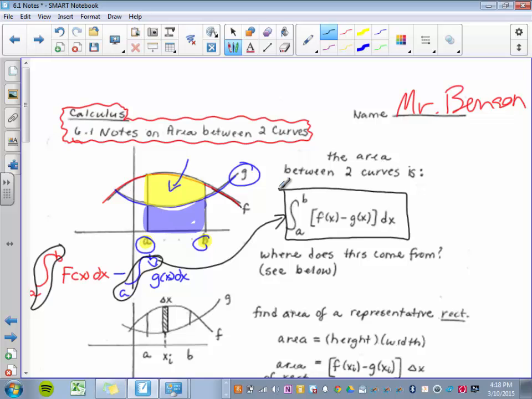You integrate from a to b of this function minus this function, f of x minus g of x. Now, why is the f of x first, you might be asking. Well, the f of x in this entire interval from a to b was on top, or you could also say above. And this g of x was below, because the other one was on top. Because f of x was on top and g of x was below, we have f of x minus g of x. And that is how you find the area between two curves using this formula.